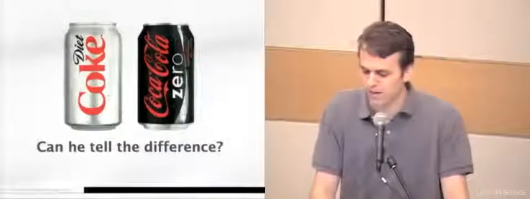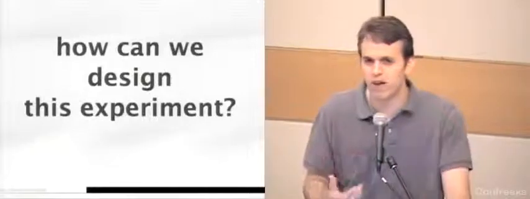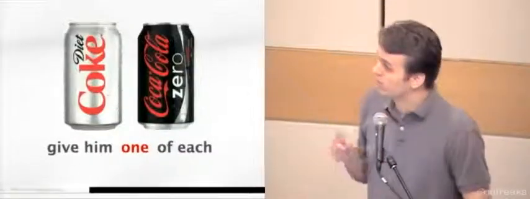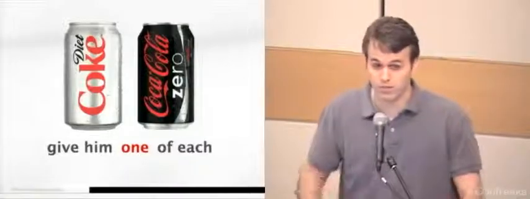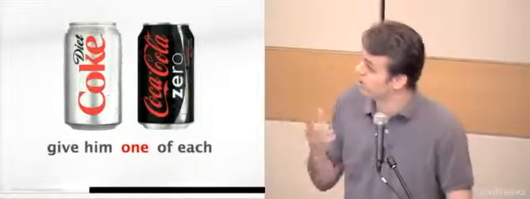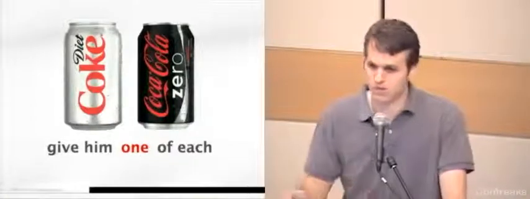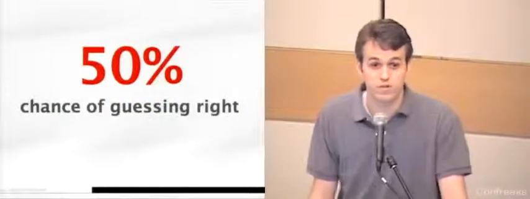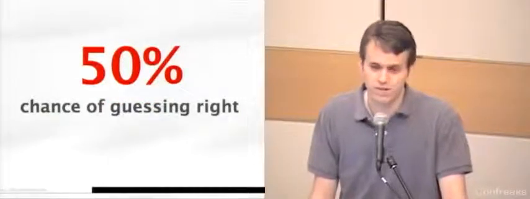So let's say that we have Diet Coke and we want to know, can he really tell the difference between Diet Coke and Coca-Cola Zero? Can he tell the difference, okay? So how can we design this experiment to actually find that out? Okay, so if we think about it, well, we could give him one of each. So if we let him taste a cup, we're not going to have it labeled, of course, then he's going to pick either Diet Coke or the other. And then the second one, well, it has to be the opposite. So he has a 50-50 shot of just guessing that right. So that's not very good.